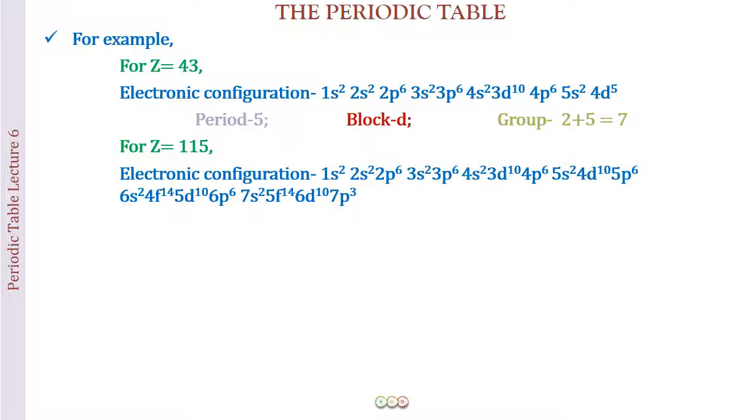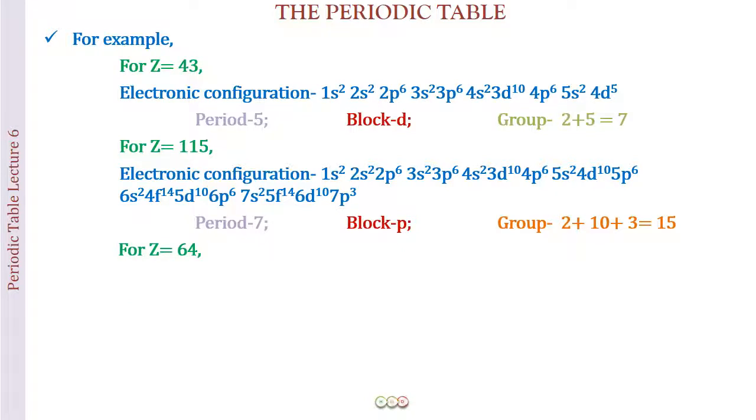So now what do we have to do? We have to simply tell the period is going to be 7. The block is going to be p, because the last electron enters into the p orbitals, and the group is going to be what? 2 plus 10 plus 3 for the 3 electrons in the p valence shell, right? So p orbitals. So this is going to be 12 plus 3, that is 15. Okay, I think it is clear.